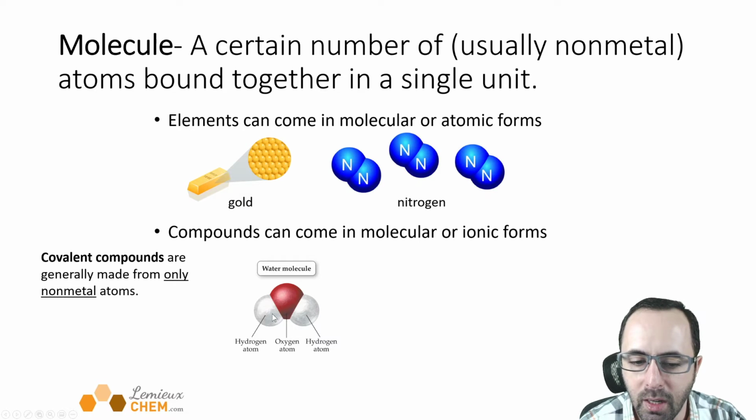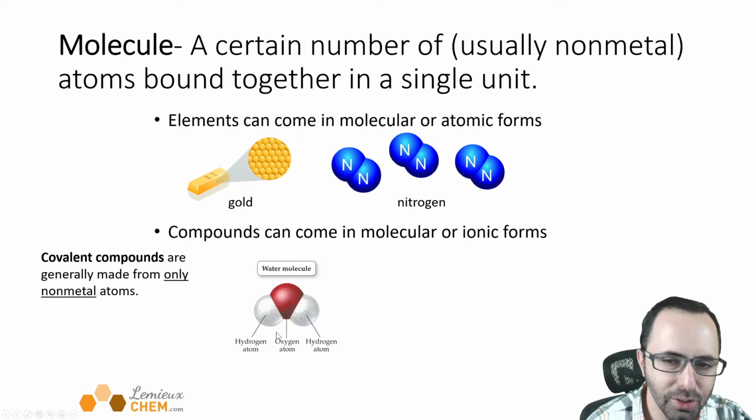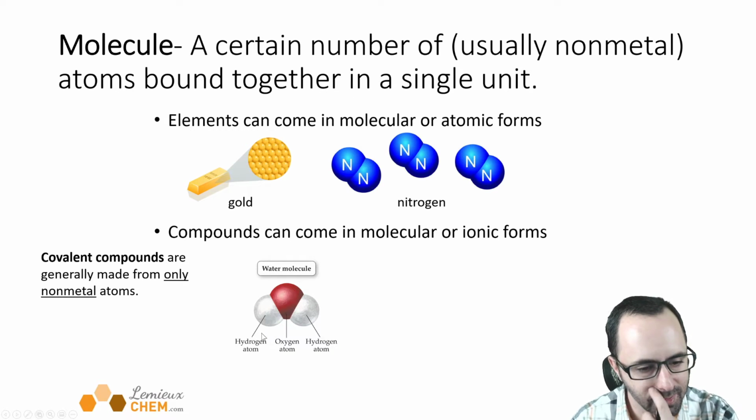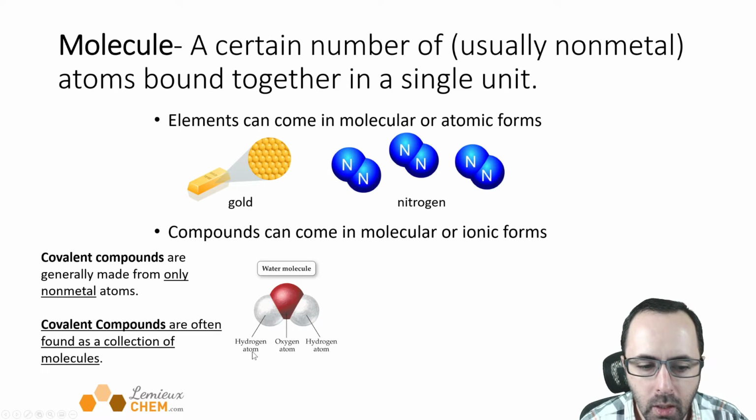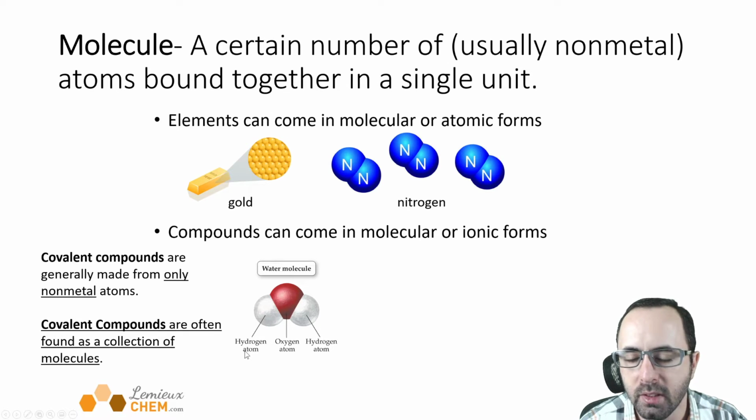You may be wondering why this funny shape? Why not bonded straight across? It's a very good question, which we're going to get to before the next exam. But covalent compounds are often found as a collection of molecules. And so these molecules will have attractions between one another as well, which we'll call intermolecular forces.